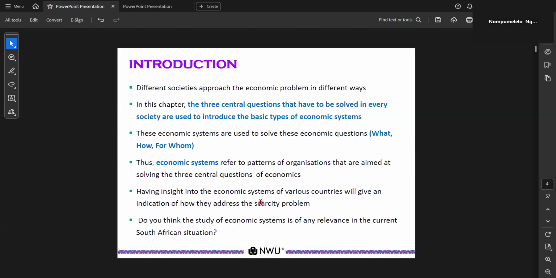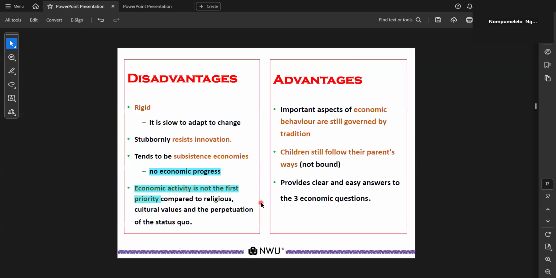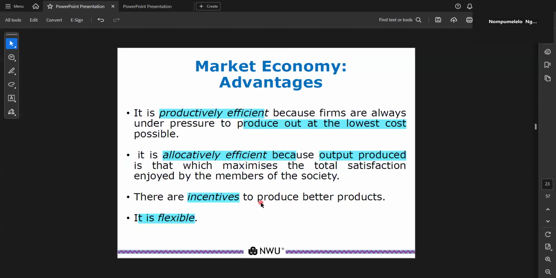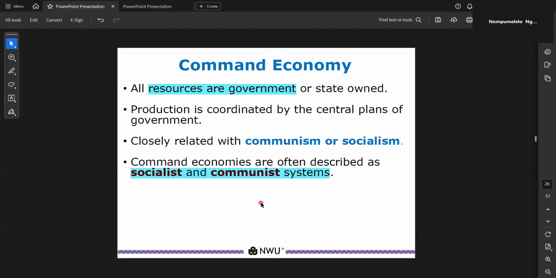The centrally planned economy is just a command economy. The command economy is also called the centrally planned economy. So in the command economy, all resources are owned by the state. The command economy is the opposite of the free market, because in the free market the resources are privately owned, and in the command economy resources are owned by the state or the government.